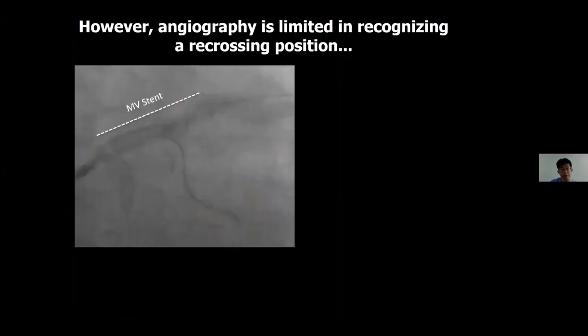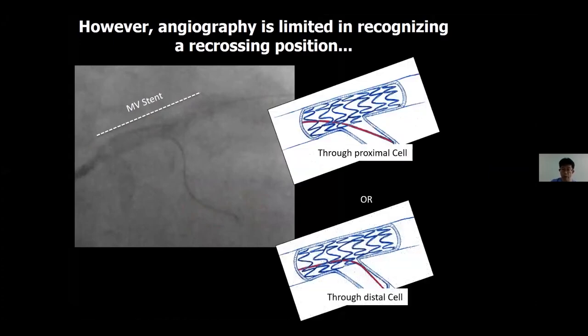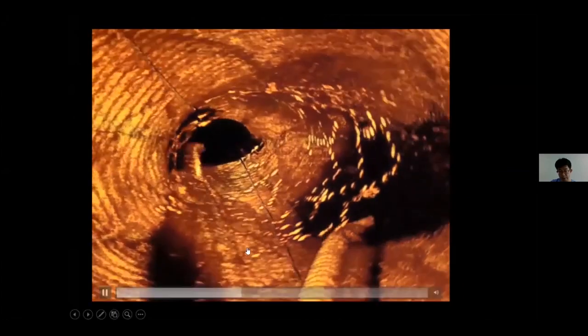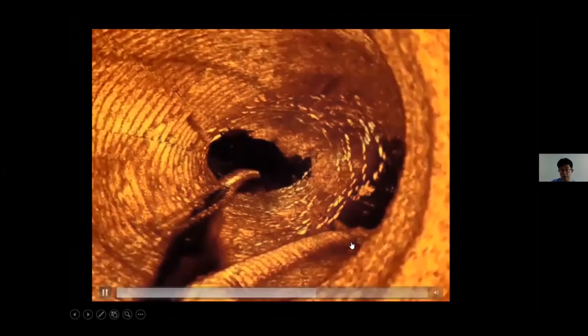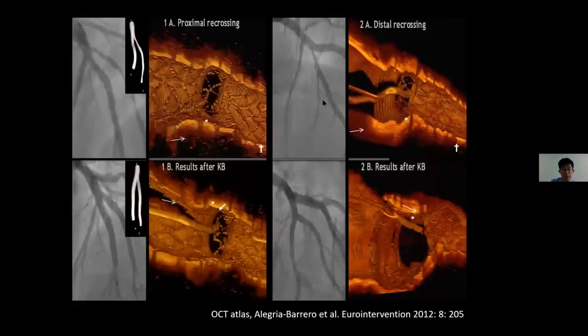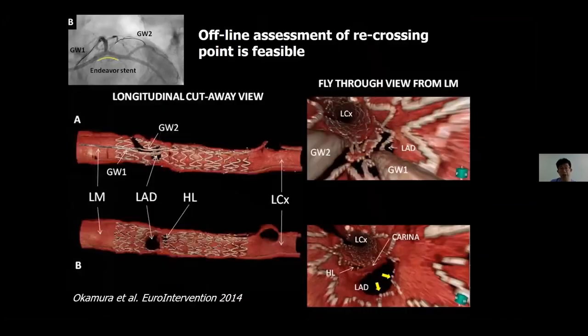However, angiography is limited in recognizing the recrossing wire position, through the proximal cell or distal cell. I don't understand it, but OCT is very clear here. This guide wire is on the more proximal side here. OCT or OFDI images are very helpful. So with proximal wire crossing after KBI, this is a jailed strut here. But with distal wire crossing, it opens very well, and there is no strut jail. This is an OCT or OFDI image.